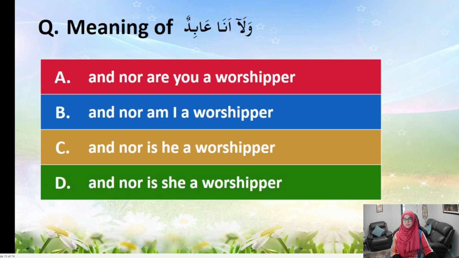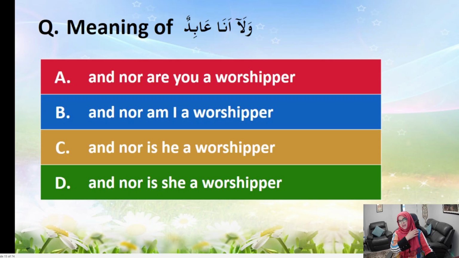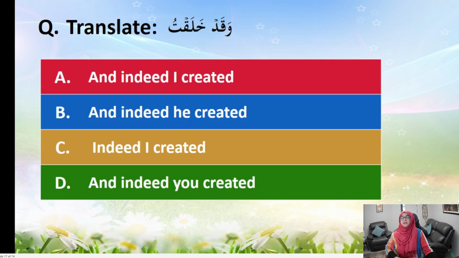Wala, and not. Ana, I. And nor am I a worshipper. Correct. Because wala, wa is and, la is not, it's a negation. So nor. Ana means I. See? You see in this, there is only one I, and straight away you knew because ana is I. So, and nor am I a worshipper. MashaAllah, good. Alright.